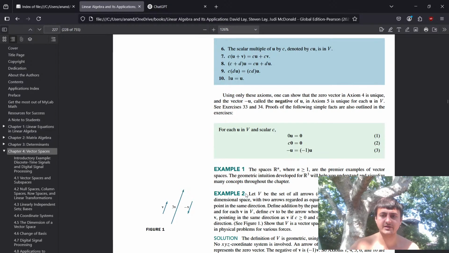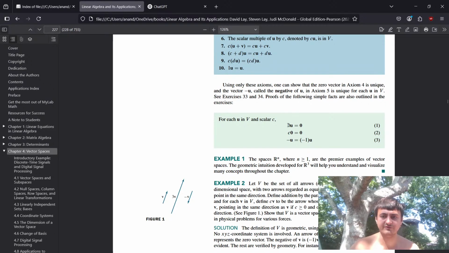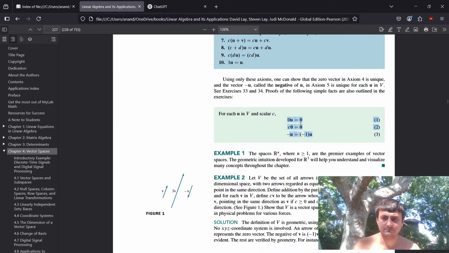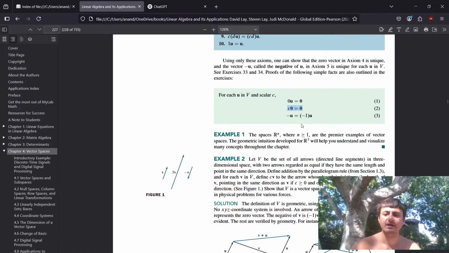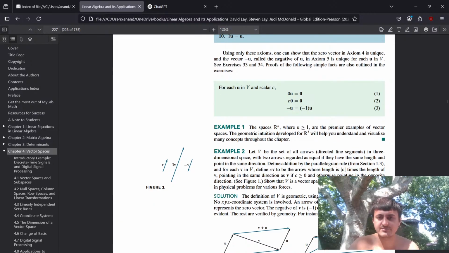Okay, so that's great. Then you can easily prove things like the scalar 0 times u is equal to 0. Scaling the vector by 0 gives the zero vector. And then we just define the minus sign as -1, as a scalar, times the vector itself.